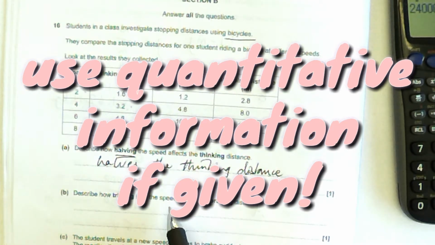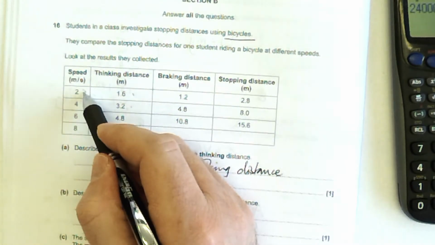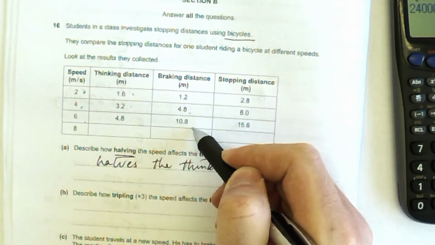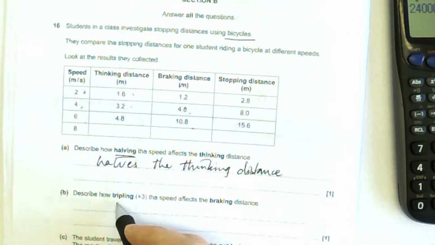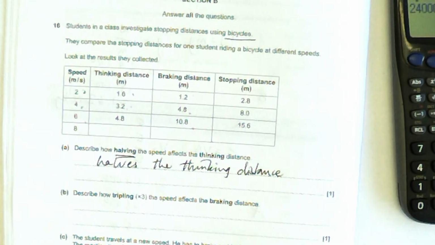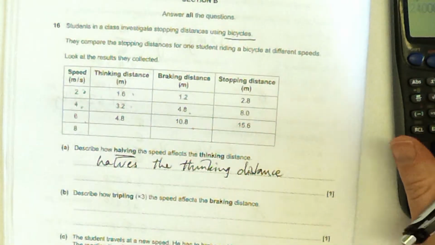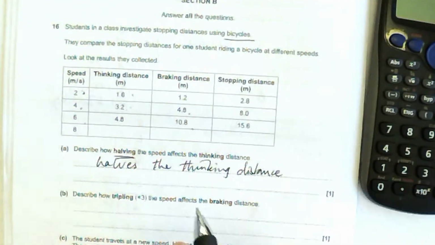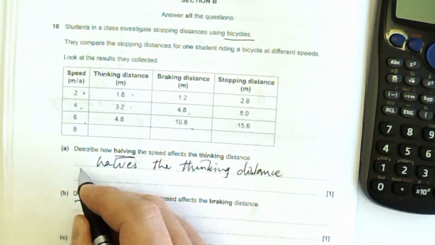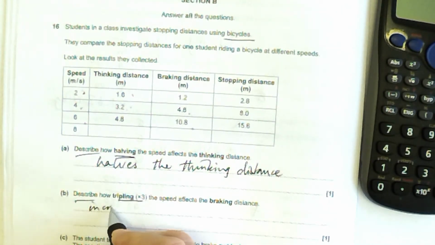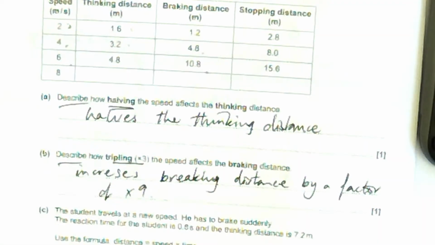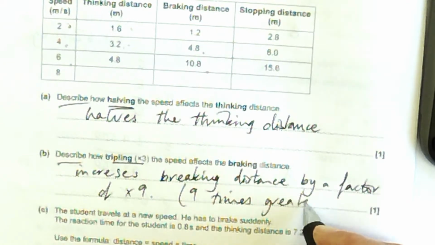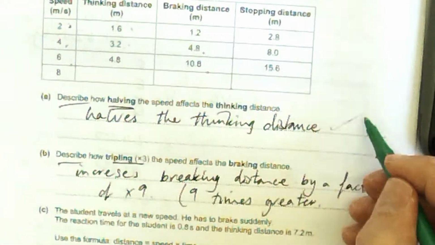Describe how tripling the speed affects the braking distance. Well, from 2 to 4, the braking distance isn't doubled, and from 2 to 6, the braking distance is not tripled. So how does it actually affect it? Tripling the speed, you need to bring a bit of knowledge to this, actually increases it by a factor of 9. Or you can look at the data, 10.8 divided by 1.2 gives you 9. So tripling the speed increases braking distance by a factor of 9. Okay, so it's 9 times greater.